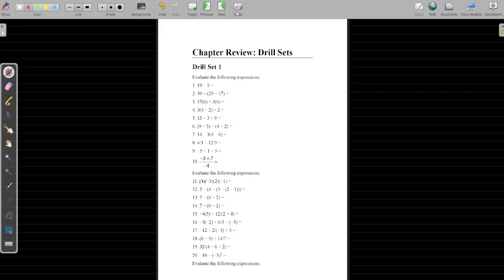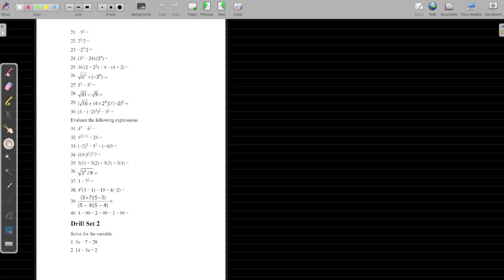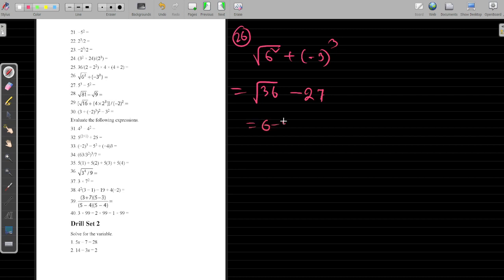Okay, now I'm going to solve number 26. So here number 26 will be root 6 square plus minus 3 cube, means root 36. This will be minus 27. Then 6 minus 27. 6 minus 27 means minus 21.